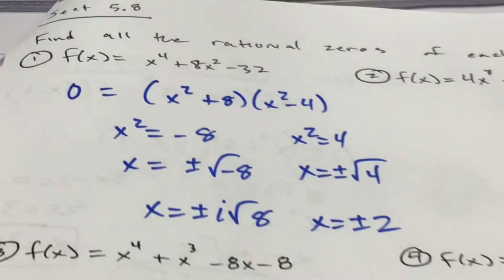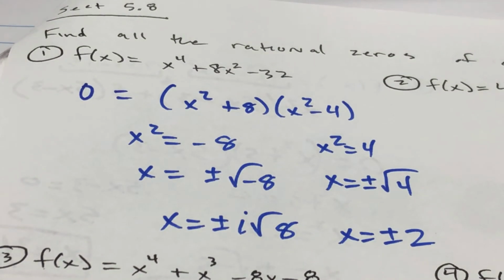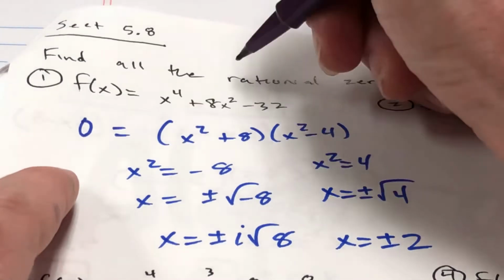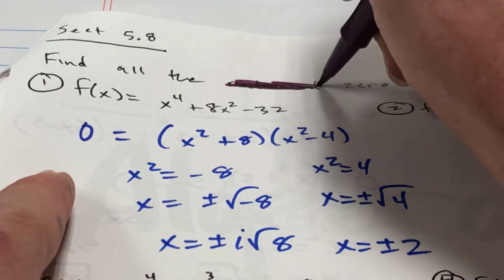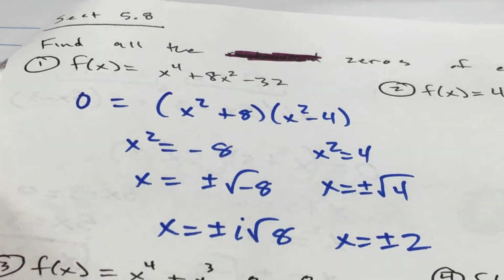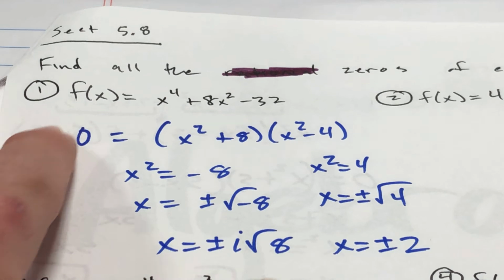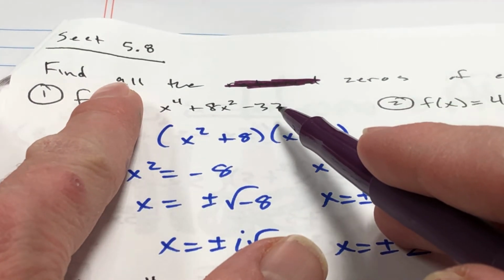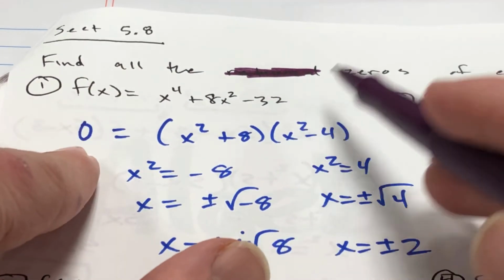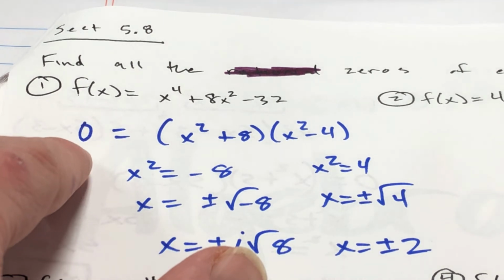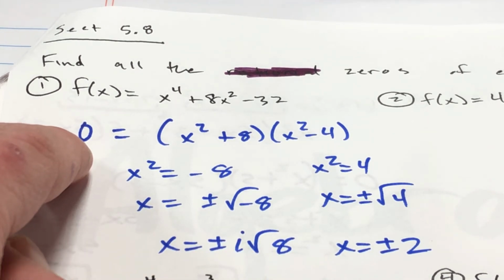On page 14, again, this is nothing new. Find all the rational zeros of each function. Now, technically, if it wants rational, it doesn't want... just get rid of that. Find all the zeros. It wouldn't want any answers with i. But what we're going to do is take this right here, x squared plus 8x minus 32, and set it equal to 0. That's the only difference this section.